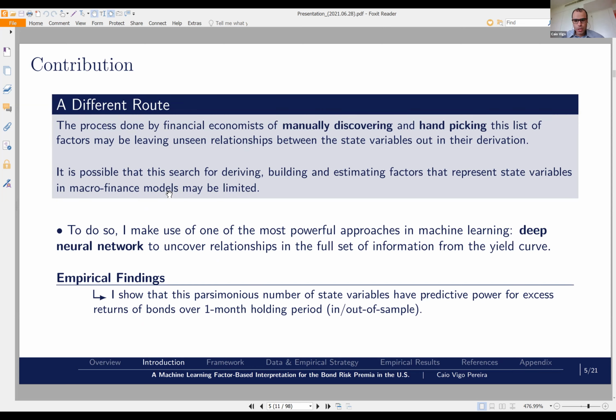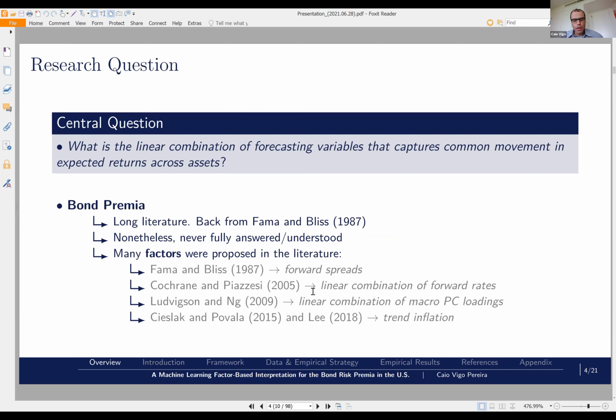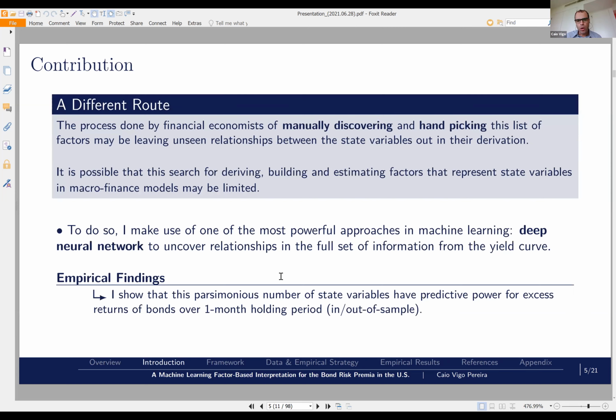So for instance, if I return here one slide, Cochrane and Piazzesi's most important paper today in this literature, they use a linear combination of forward rates, 1 year, 2 year, 3 year, 4 year, and 5 year. Why 1 year? Why is it not 1 year and 1 year and a half, and so on? So what we are doing is we are picking, we're selecting. At the end of the day, we're selecting. I want to avoid this.